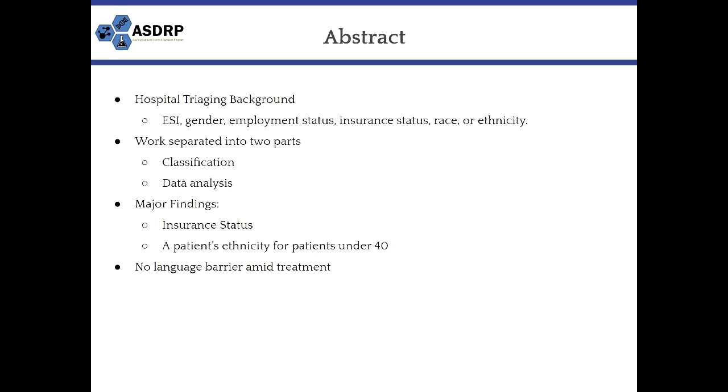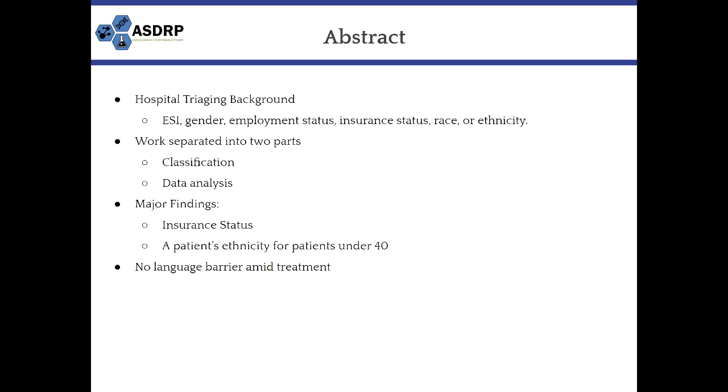So how these systems work is that they take into consideration several factors, of which a few are ESI, which is Emergency Severity Index, which is the quantification of how hospitals will rank patients based on their need and how critical their condition is. Secondly, this is not in order, but gender, employment status, insurance status, race, ethnicity. Also not displayed is marriage status and first language and the primary language.